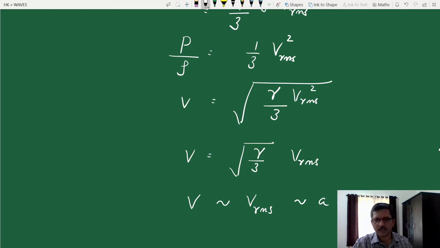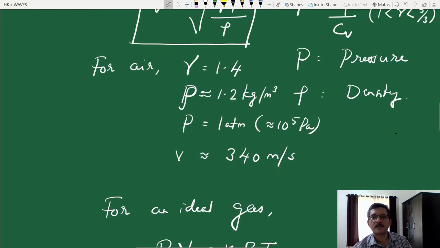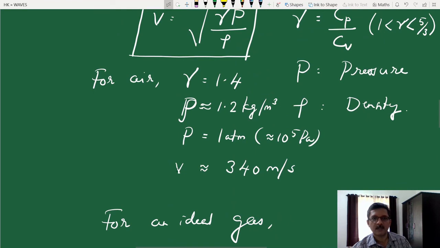So that will be the order of speed of sound waves in a gas column, and we have seen that in the case of sound waves in air at 1 atmosphere pressure, the speed is approximately 340 meters per second. So in general, the wave speed of sound waves in a gas column is of the order of a few hundred meters per second.